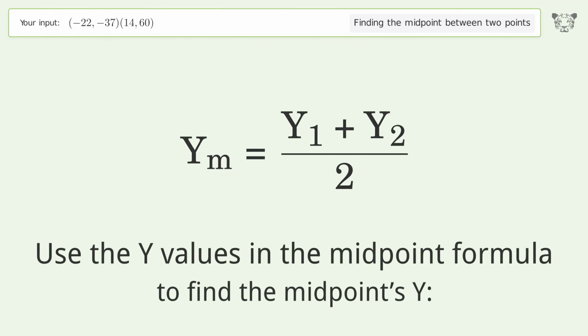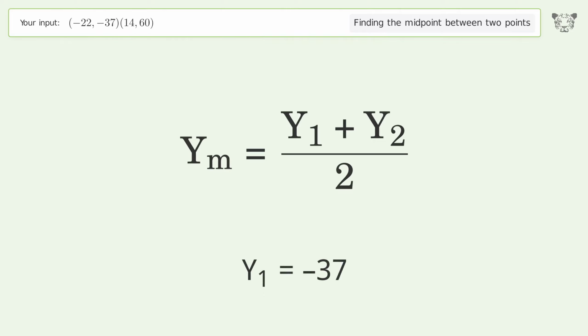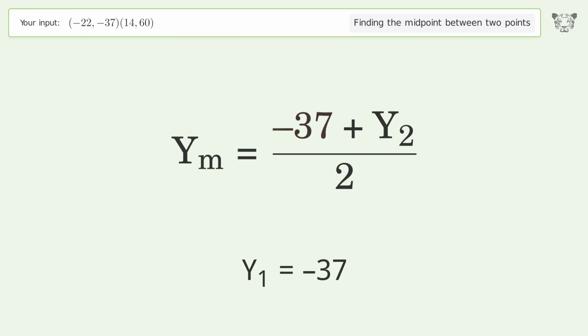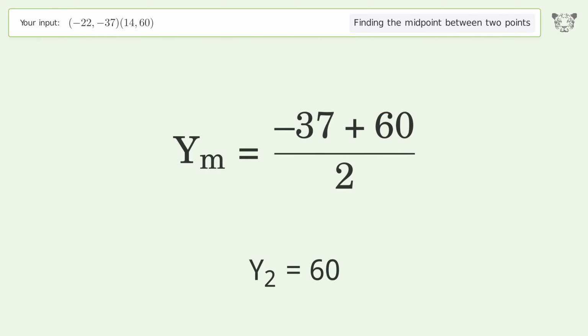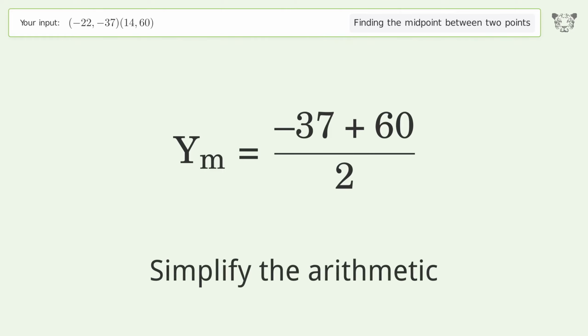Use the y values in the midpoint formula to find the midpoints y. y1 equals -37. y2 equals 60. Simplify the arithmetic.